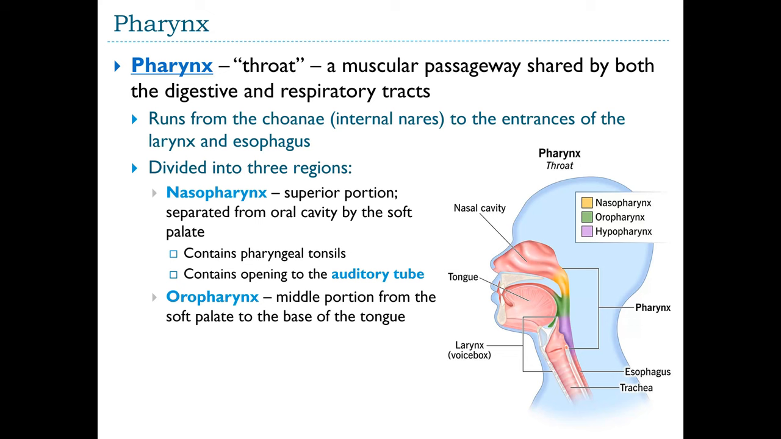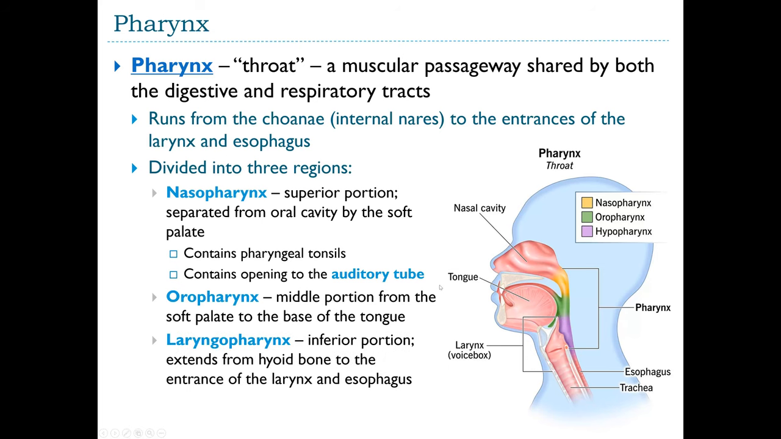The next section is the oropharynx, which is colored in green. Think of this as being behind the mouth or oral cavity. So this is the middle portion of the pharynx that runs from the level of the soft palate to the base of the tongue, where you also have the hyoid bone.